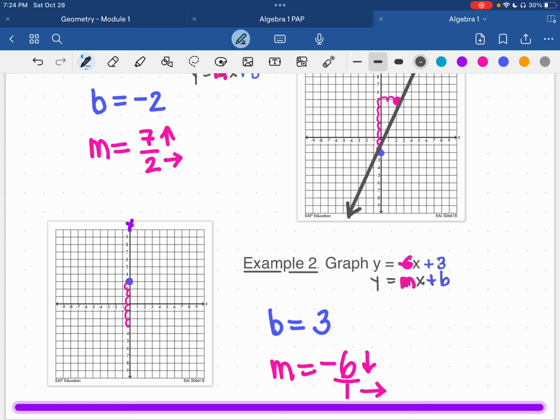Oh, where'd it go? My point went away. 1 to the right. There it is. Let's go ahead and make our point. Let me see if I can make my graph, our line, a little bit better. There we go.